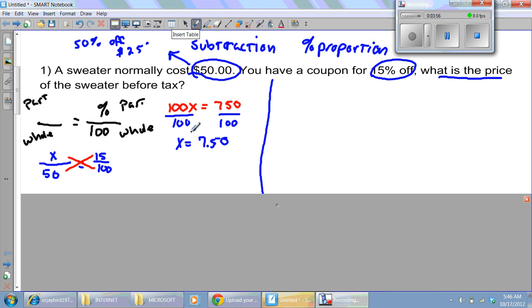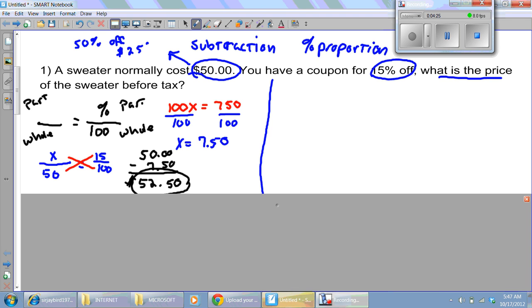It couldn't. So here's where the subtraction comes in. I take the original price of $50 and I subtract $7.50. And that's going to get me $42.50. And there you go. There is the new price of the sweater. That is one good way to do it. I should put my dollar sign in there.